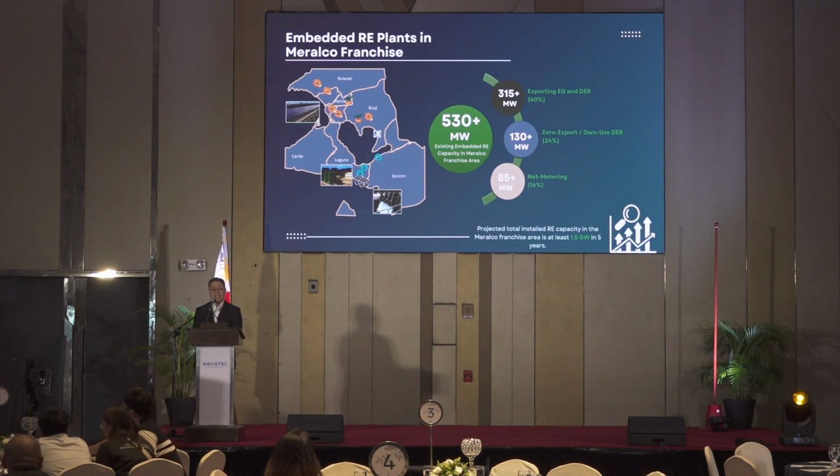So I will be ending my presentation with a brief snapshot of the current embedded generation integration in the Meralco franchise. As of the end of June, we already have around 530 megawatts installed in Meralco. The bulk of it is exporting embedded generation, which comprises around 315 megawatts of power. And then we also have around 130 megawatts of zero export capacity, as well as 85 megawatts of net metering customers.